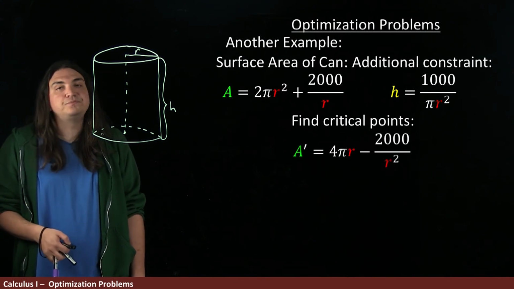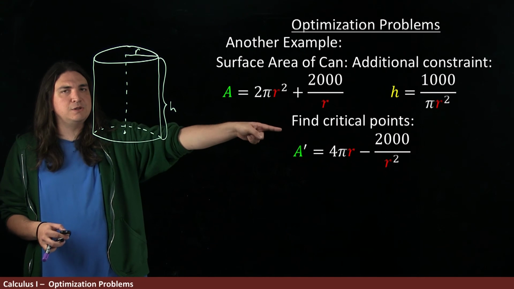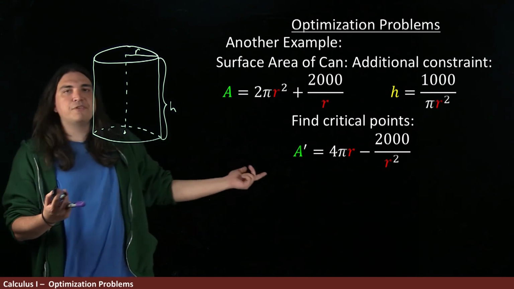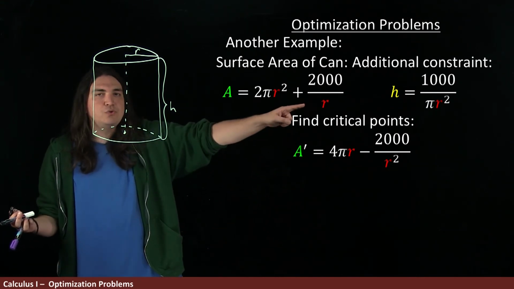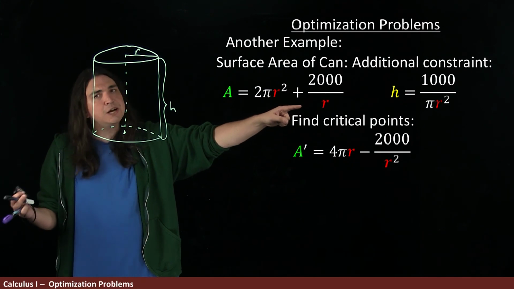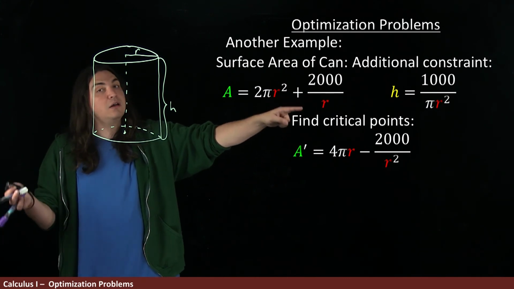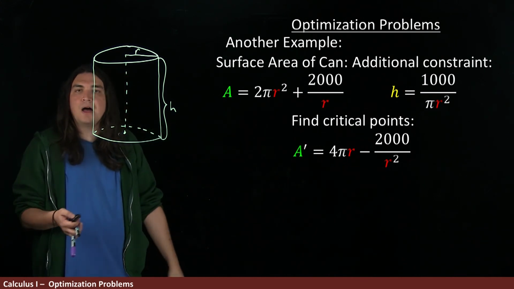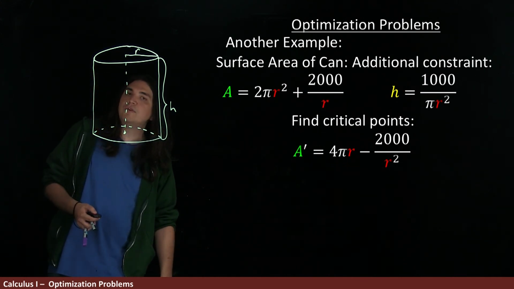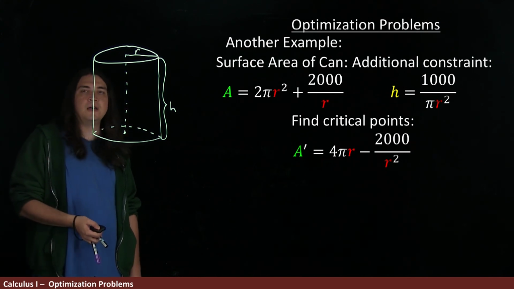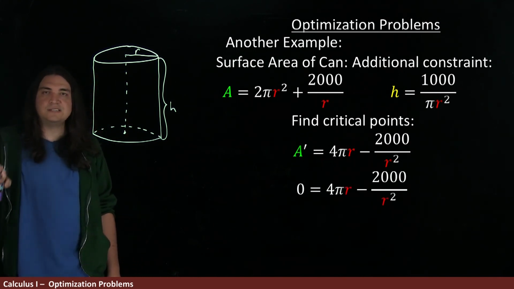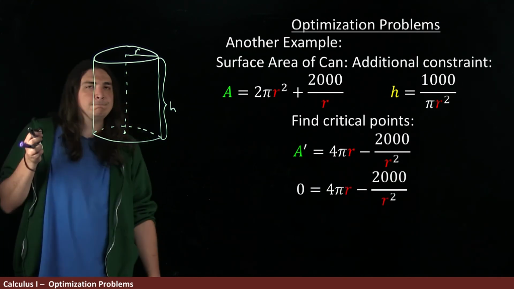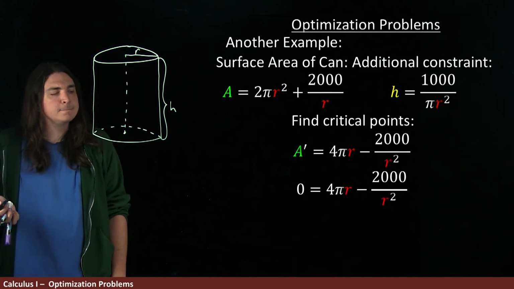So let's do that. Doing it for the first term is not too bad, just one power rule. Doing it for the second term isn't bad either once you recognize that this is 2,000 times r to the negative 1. So it's just another power rule. Going through all that, I get 4 pi r minus 2,000 over r squared. Now I need to find when this is equal to 0. That seems a little grosser.